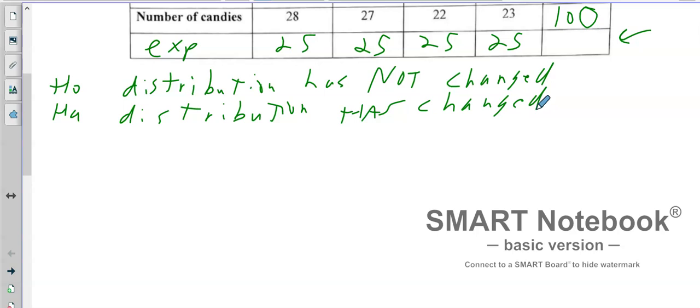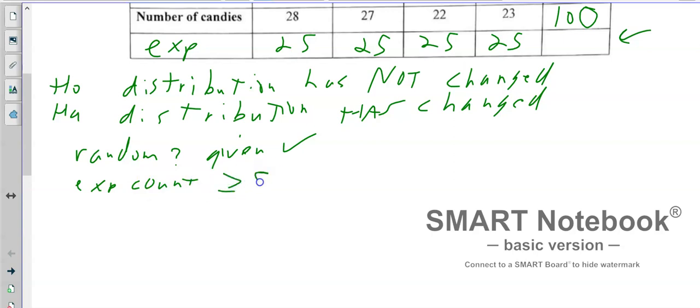Then we're going to check our conditions. So random. That was given to us. It said it was random, so check. Expected counts. We look at all of them, 25, 25, 25, 25, greater than or equal to 5, check. Remember, we're not going based on the number of things in the survey. This is expected counts when we're doing chi-squared.